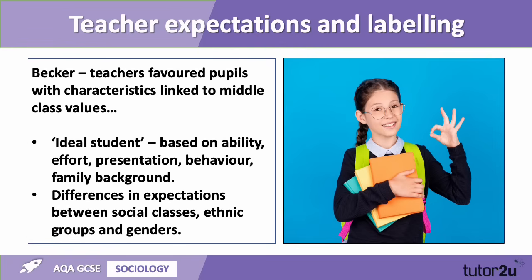Okay, so let's think about teacher expectations and labelling and the massive impact that these can have on students. So sociologist Howard Becker, who is an interactionist, found that teachers favoured pupils with characteristics that were linked to middle class attitudes. So teachers have in their heads the idea of an ideal student, and this can be based upon a variety of things such as intelligence, how hard they try, how neat their work is, previous siblings, their background, how they behave in lessons, all sorts of things there. And research has proved that differences in teacher expectations of different social classes, ethnic groups and genders still take place.